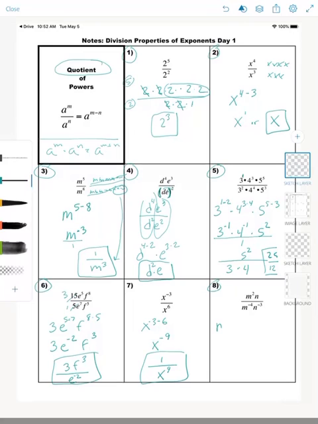So we have 2 different bases, m's and n's, so we'll deal with them separately. m to the 2 minus negative 4 times n to the 1 minus negative 3. Well, 2 minus negative 4 is the same as 2 plus a positive 4, which is m to the 6th power. 1 minus negative 3 is the same as 1 plus a positive 3, which is n to the 4th power. And that is all we can do. All exponents are now positive. We're happy. And that's it.